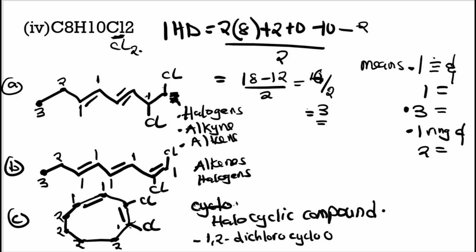This is octane. So, octa-1,3-diene. Okay, so these are the possible structures and the functional groups that are available in this compound. So that was part A. That was part A of question 1.